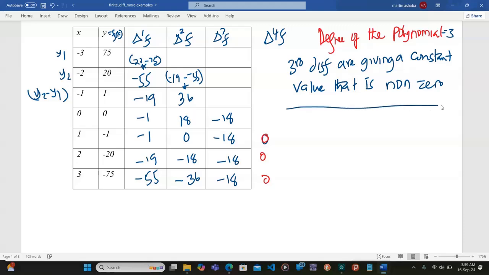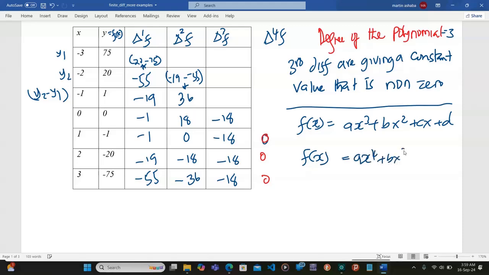And therefore, we can say our polynomial is going to be f of x equal to ax cubed plus bx squared plus cx plus d. And that is going to be the polynomial format that gave these values, because we are saying it is of degree 3. If it was of degree 4, then f of x would have been ax to the power 4 plus bx cubed plus cx squared plus dx plus e, maybe.